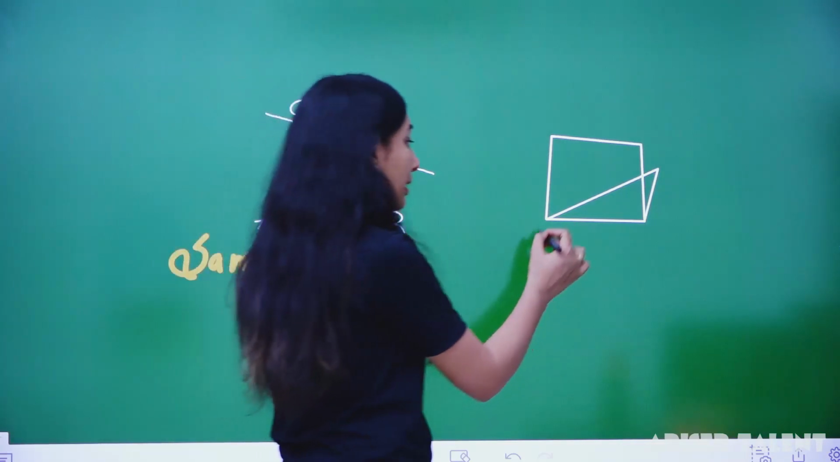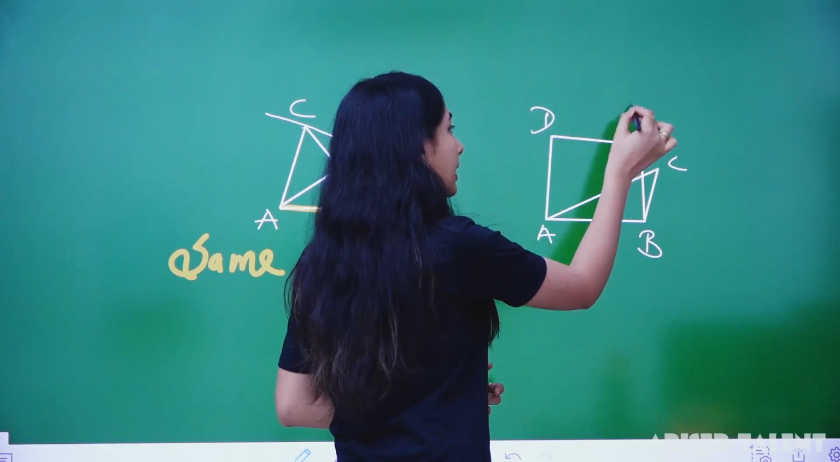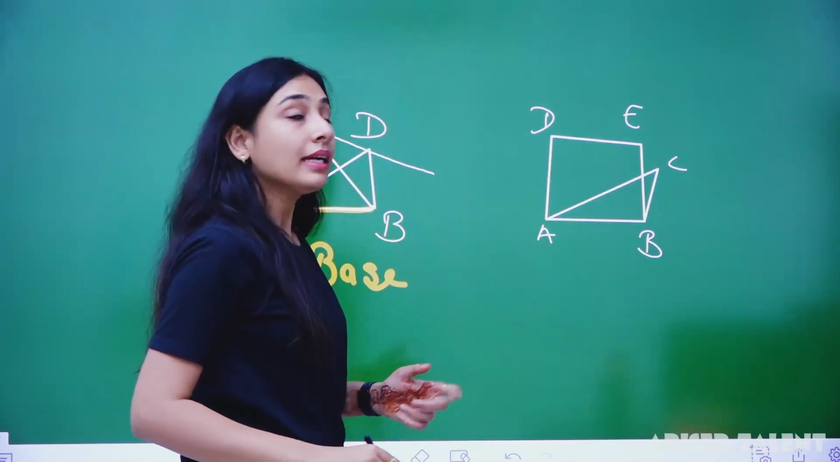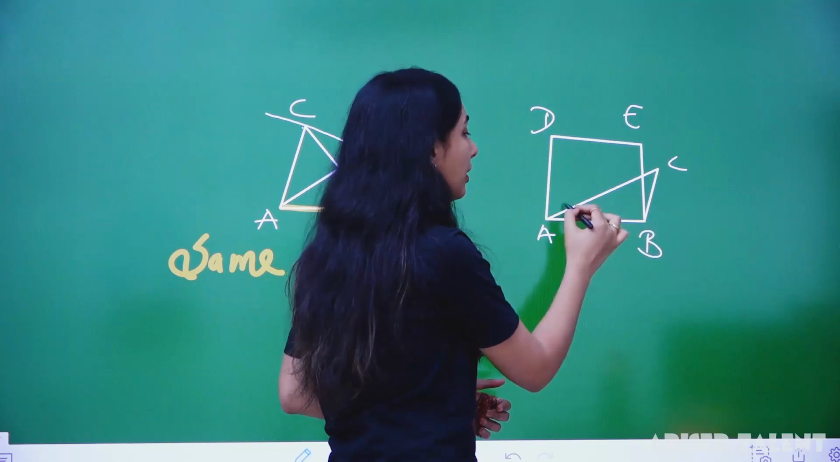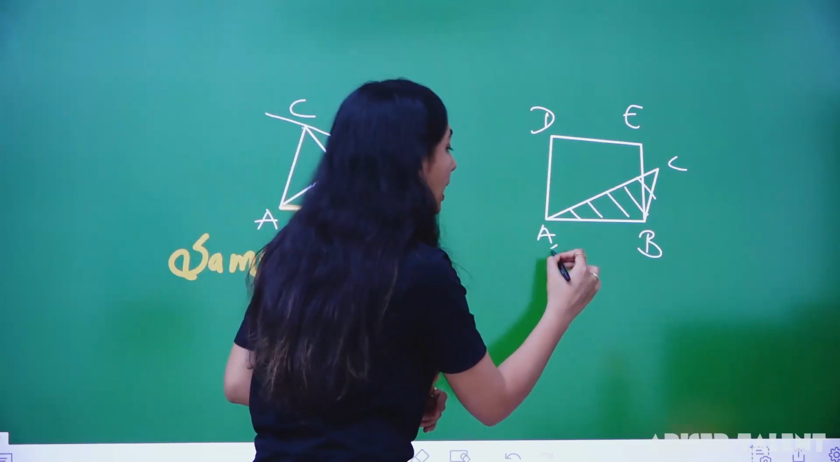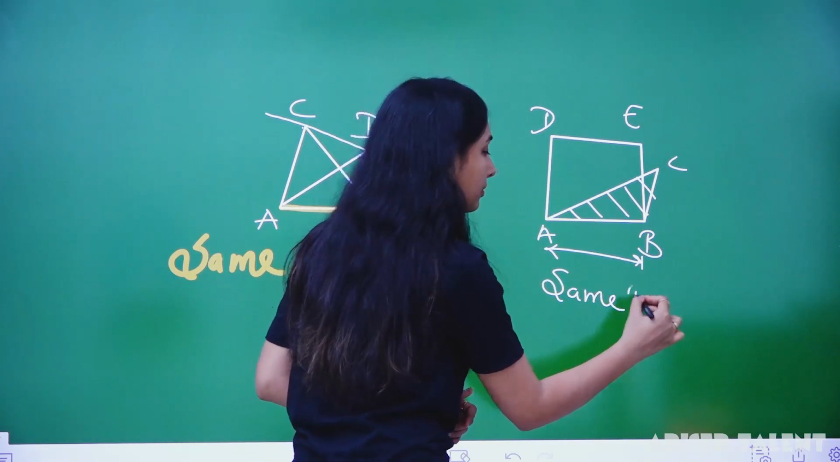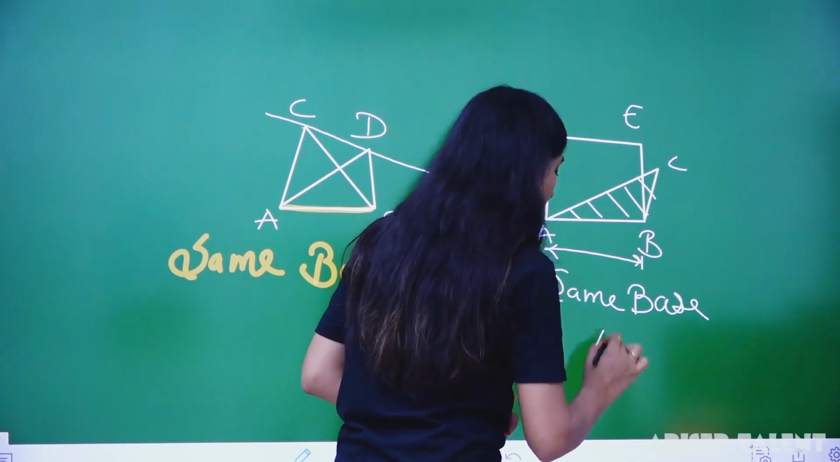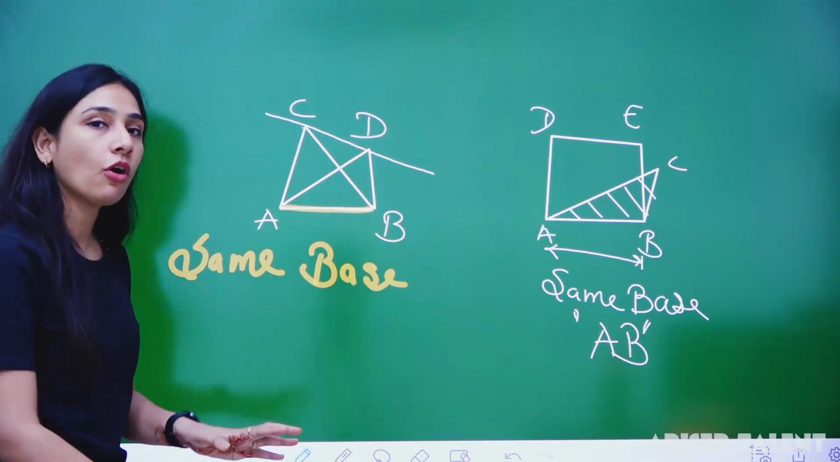Now here we are having this A, B, C, D and E points. Clearly, if this is a quadrilateral and this is a triangle, this triangle and quadrilateral are having the same base AB. This is the only thing we are having here, that the base of these diagrams is the same.